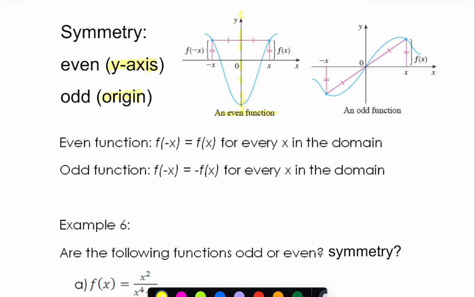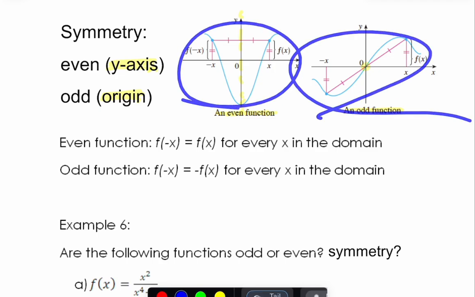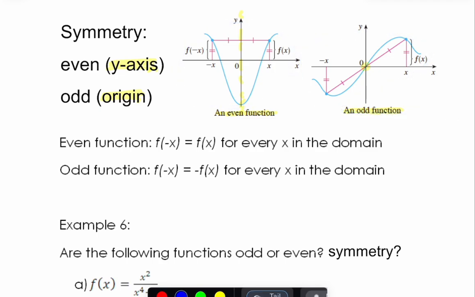An odd function has origin symmetry. This is an example of an odd function. If we put a little push pin at the origin and spun it 180 degrees, it would appear as if we have not changed it. Now, as far as the mathematics, the algebra of it, so this is the graphical interpretation of what we should see in an even and an odd.